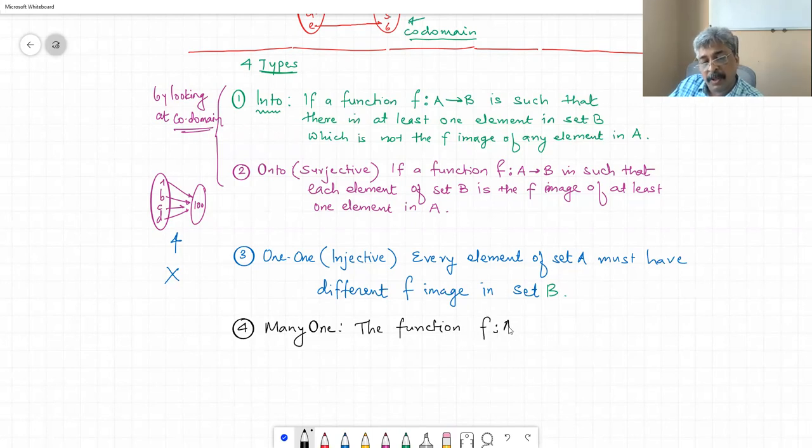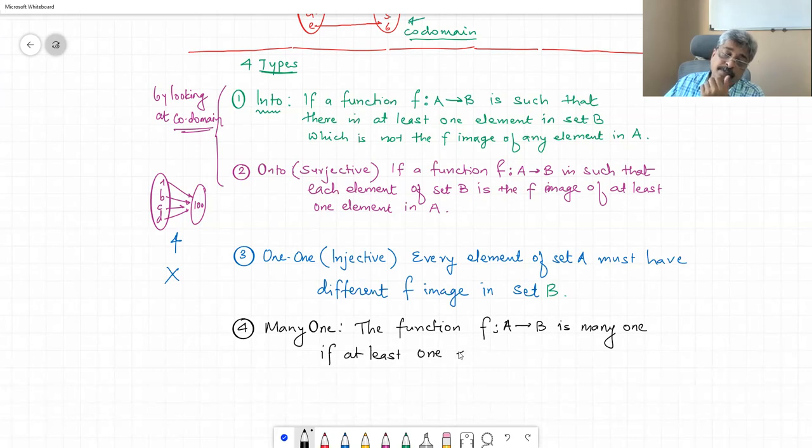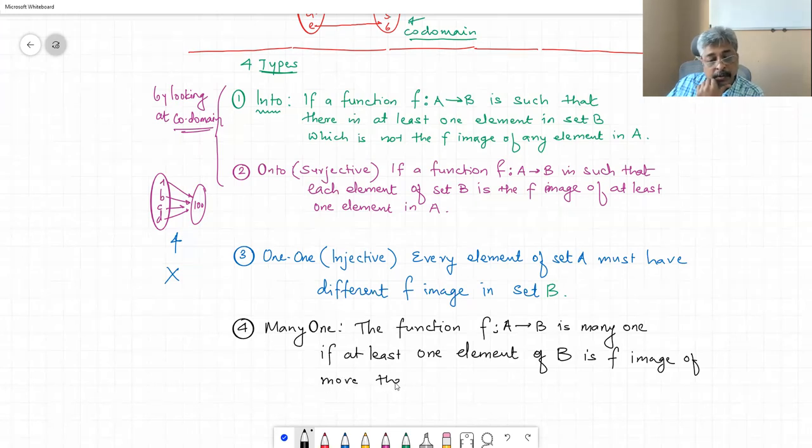The function f from A to B is many one if at least one element of B is the f image of more than one element of set A. Okay.